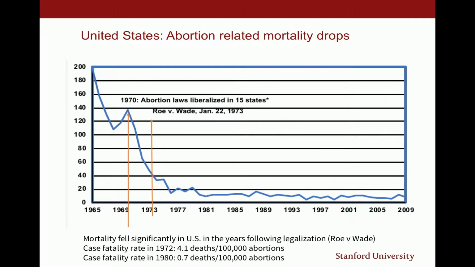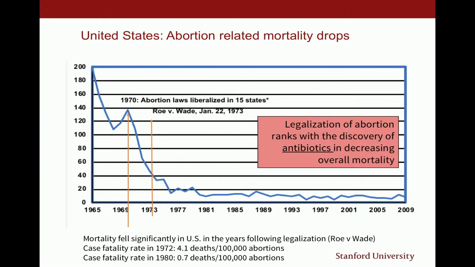This same type of graph has been replicated in other countries, such as South Africa, where they legalized abortion, and we saw enormous changes in their maternal mortality. And the legalization of abortion ranks with the discovery of antibiotics in terms of overall decrease in mortality. These are incredibly powerful public health outcomes.